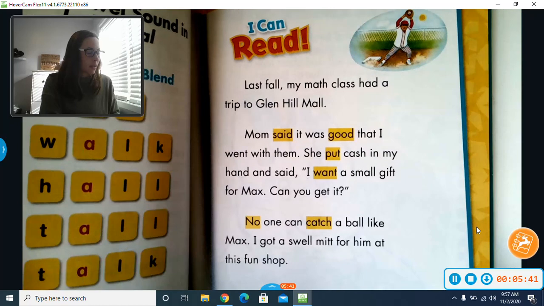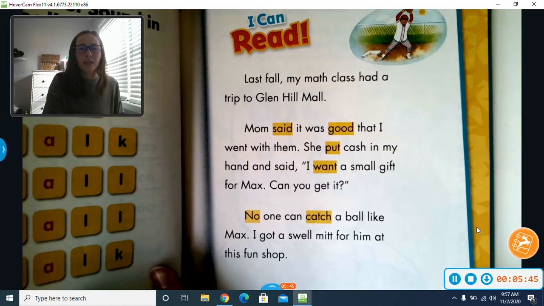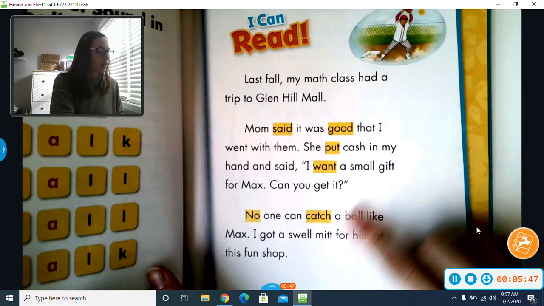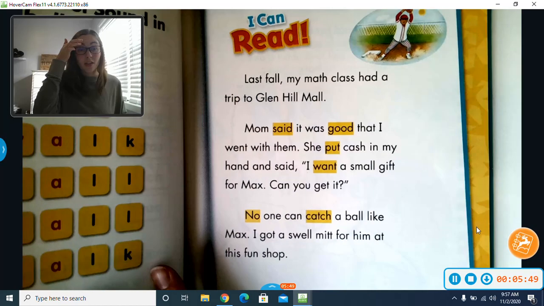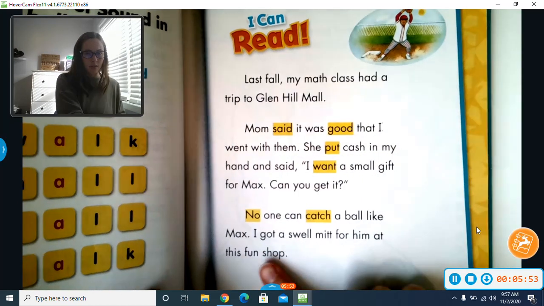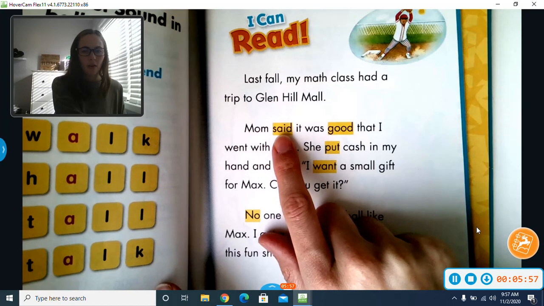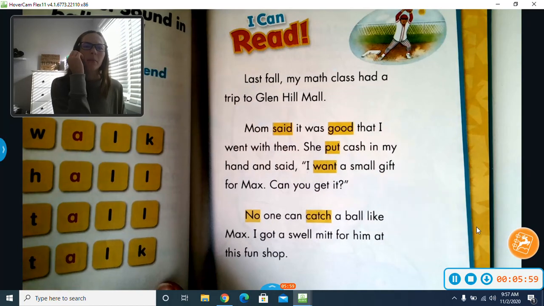Okay, I'm going to go over to page 19 here, and we're going to read a short little story here that uses our sight words for the week. So I'm going to scan through first, and I'm going to find those sight words. They're in yellow. And I'm going to refresh my memory of all of these sight words.